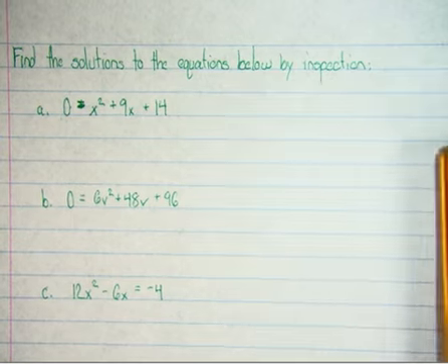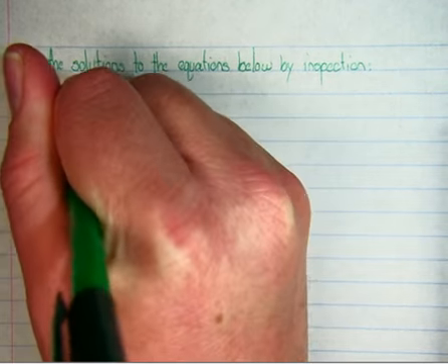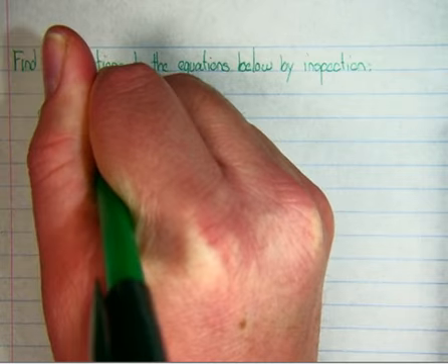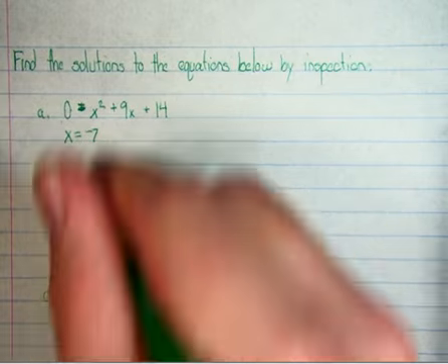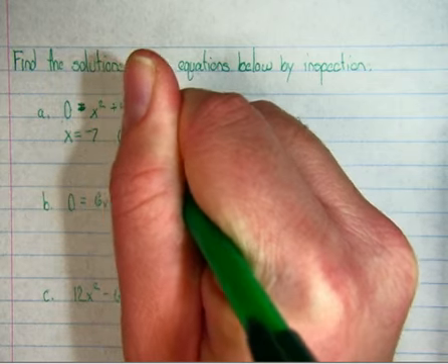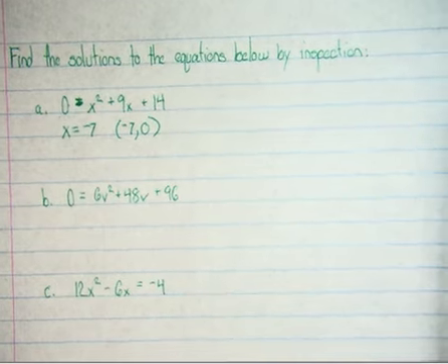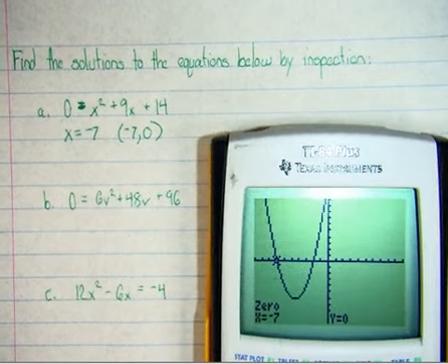So there's actually two ways of writing this. I'm going to write them both so that you can see them. I can write that as x equals -7, or I can write that as an ordered pair, which would be (-7, 0). Both of those mean exactly the same thing. They're just two different ways of writing that solution.